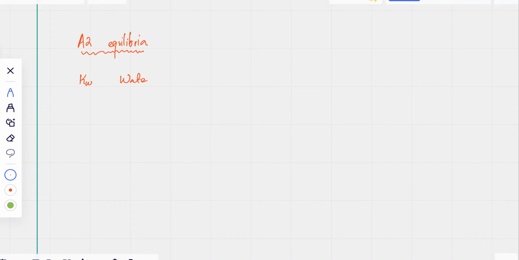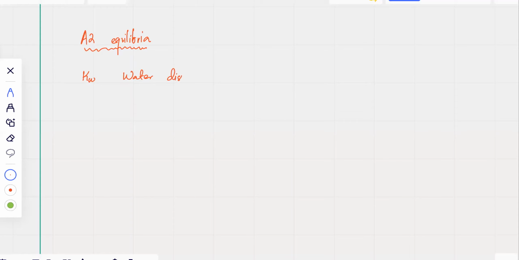So it's like Kc. It's an equilibrium constant, and this is known as the water dissociation constant. That's the first thing we're going to do.